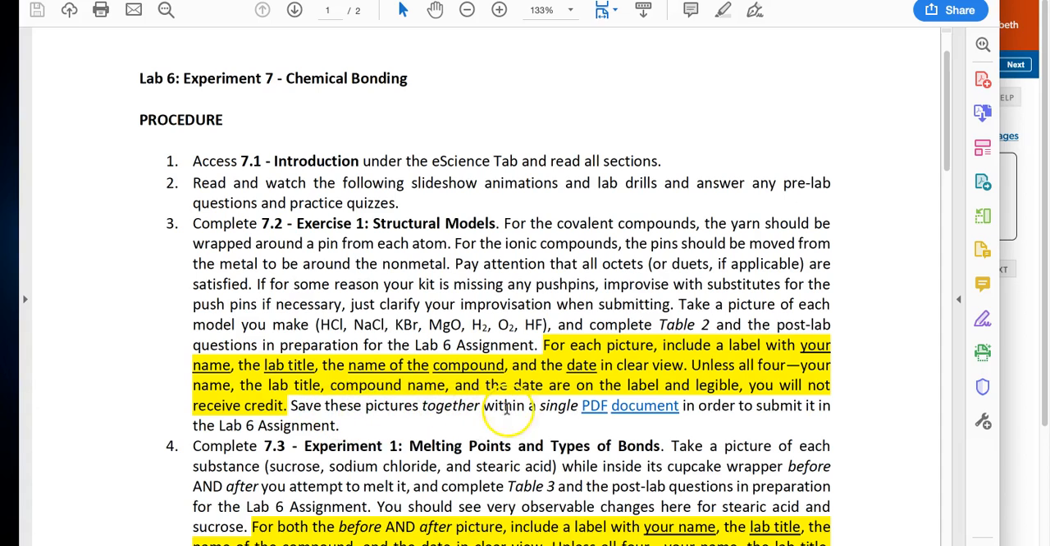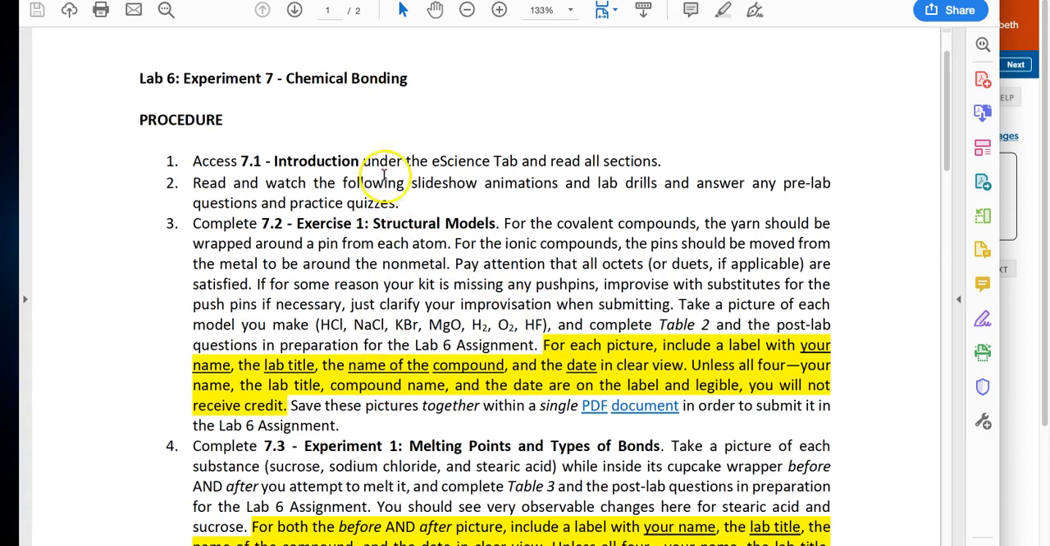Save these pictures together within a single PDF document. So while you're going to have 7 different pictures of 7 different compounds, you're going to put them all in one Word document and then save it as a PDF. So you're going to submit one and only one file. And I'll show you that. It asks for that in the instructions in just a minute.